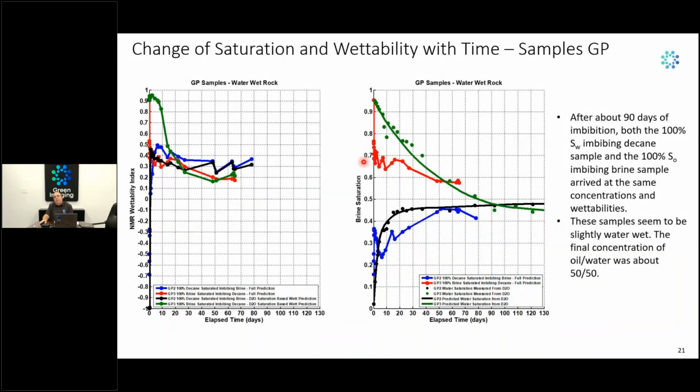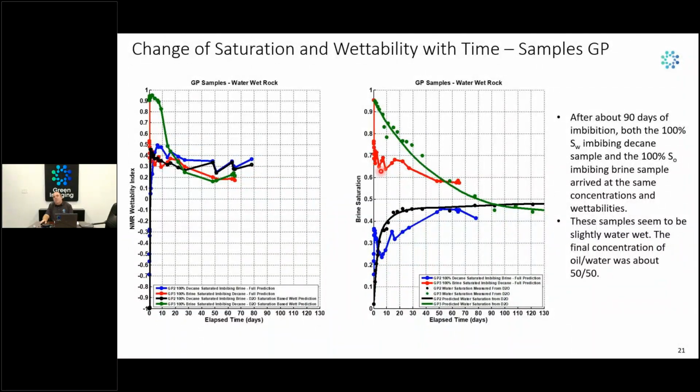Well, what about the saturation predictions from the model? Again, one of the samples went from 100% water saturated to around 60% water saturated over the course of the experiment. Conversely, the one that was imbibing brine, 100% oil saturated, became around 50% water, 50% oil over the course of the experiment. And what's interesting about this is there are some real oscillations in the data at early times.